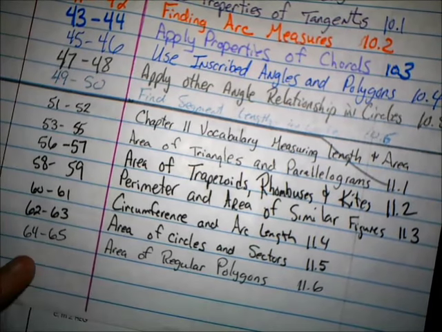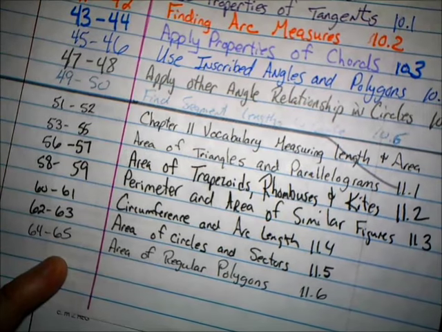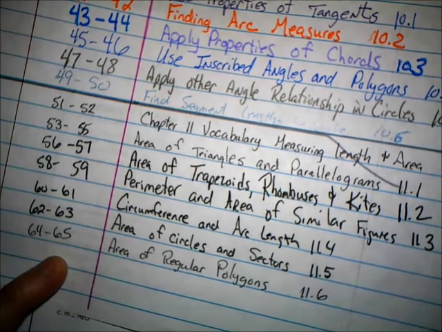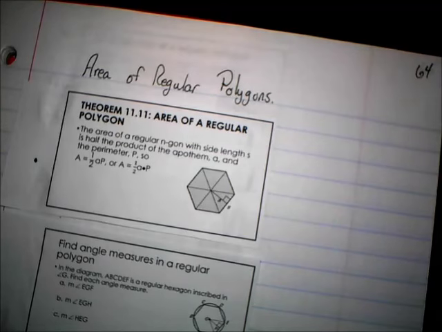6 on page 64 and 65. Put it in your table of contents, please. Okay, title this area of regular polygons.